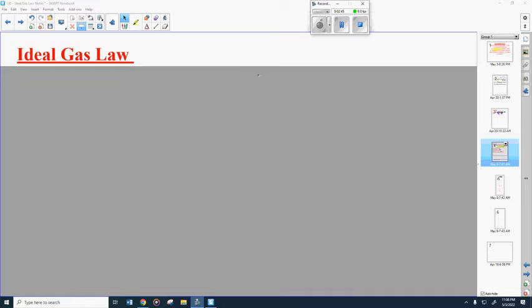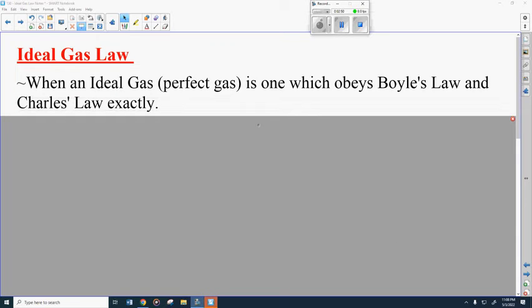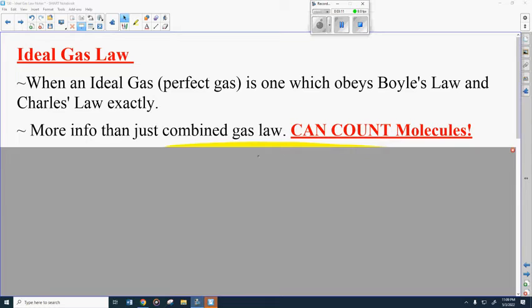Okay, so an ideal gas, that is a perfect gas, is one which obeys Boyle's law and Charles' law exactly. Okay, you don't really have to write that down, but ideal gas law assumes that a gas is behaving quote unquote perfectly. We know that's not really true, but most of the time, the ideal gas law calculations are good enough to match with real life. Now, it will include more information than just combined gas law, so it's more than just P, V, and T. And because it takes into account the number of molecules.